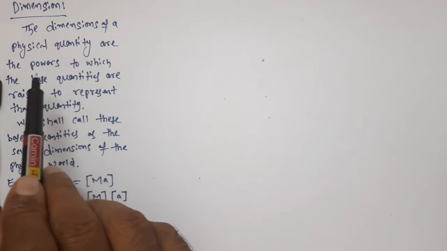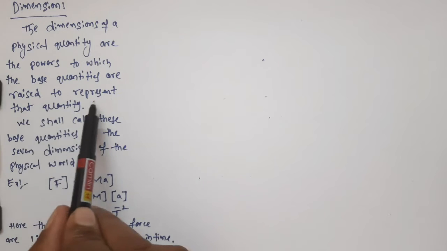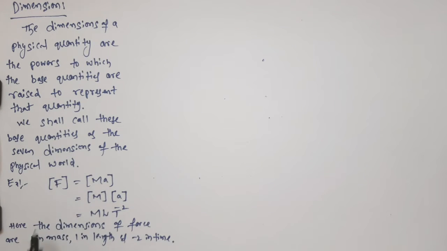Now I want to write the definition of dimension here. The dimensions of a physical quantity are the powers to which the base quantities are raised to represent that quantity. We shall call these base physical quantities the 7 dimensions of the physical world. Just now I told you, any physical quantity can be expressed only in terms of the 7 base physical quantities. That's why these base quantities are called the 7 dimensions of the physical world.